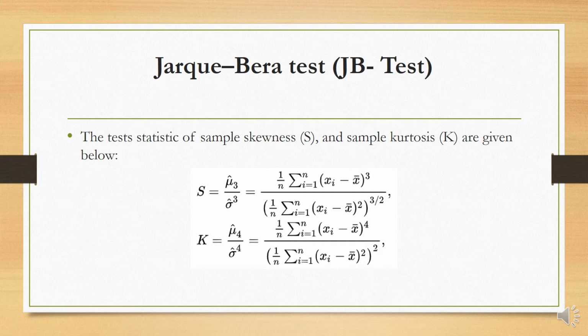S = μ̂³ / σ̂³ = (1/n Σ(x − x̄)³) / (1/n Σ(x − x̄)²)^(3/2), where K = (1/n Σ(x − x̄)⁴) / (1/n Σ(x − x̄)²)².